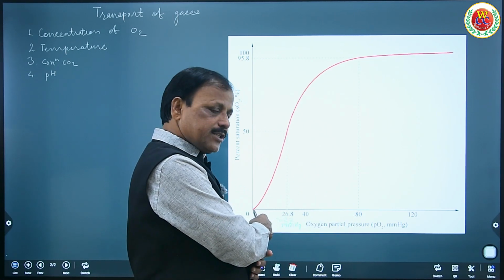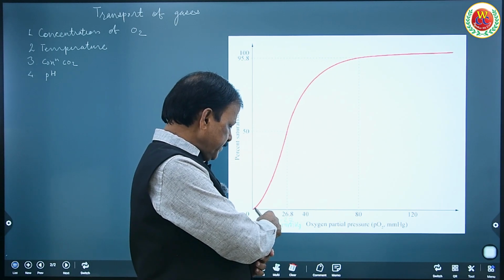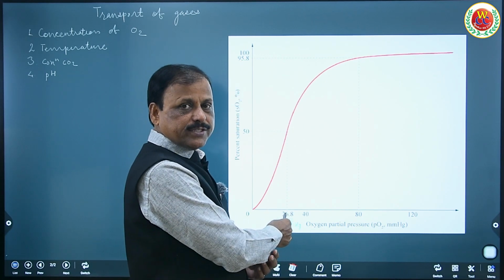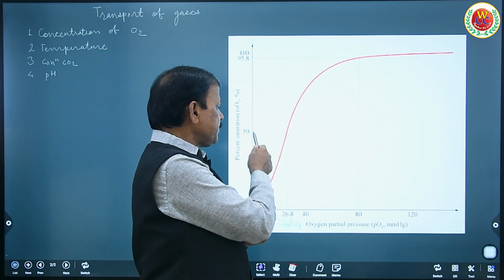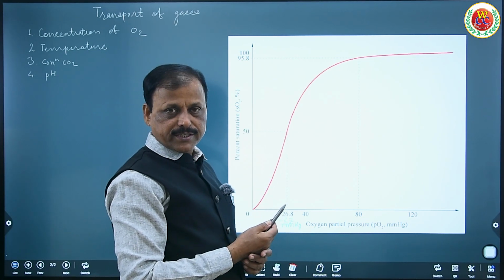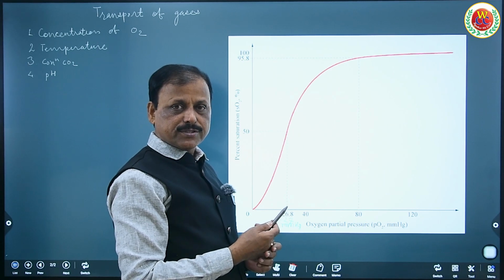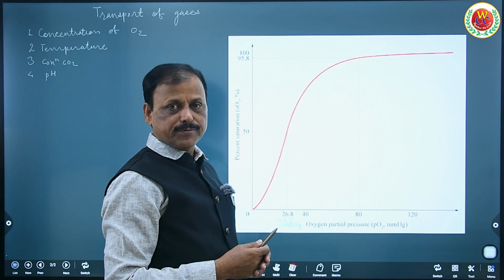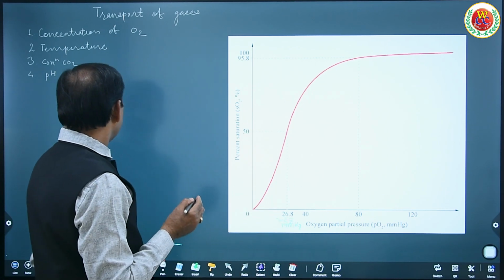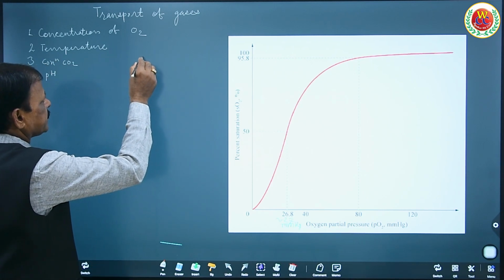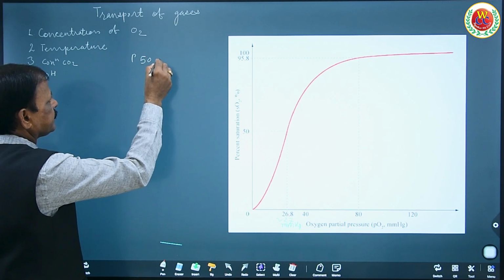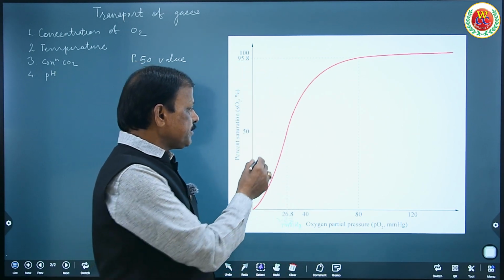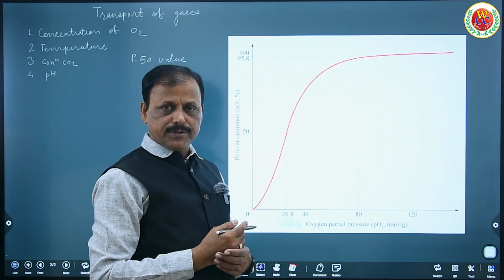So this is the zero value. Now when the partial pressure of oxygen increases and reaches 27 mmHg, 50% of hemoglobin is saturated. That means 50% of hemoglobin has oxygen, that is, the RBC with 50% of hemoglobin gets saturated and forms oxyhemoglobin. This is known as the P50 value. P50 value is nothing but the partial pressure at which 50% of hemoglobin gets saturated.